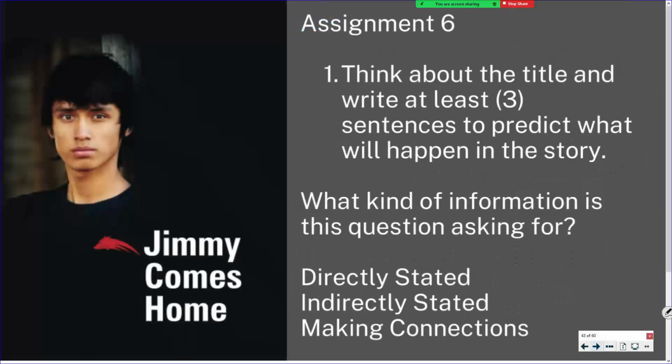All right, we've got a solid 10 minutes here to talk about the assignments, all right? So assignment 6 of Jimmy Comes Home says, think about the title and write at least 3 sentences to predict what will happen in the story. I want you to write in full sentences here, okay? No point form, full sentences, grammatically correct, subject, object, verb, everything spelled correctly, right?